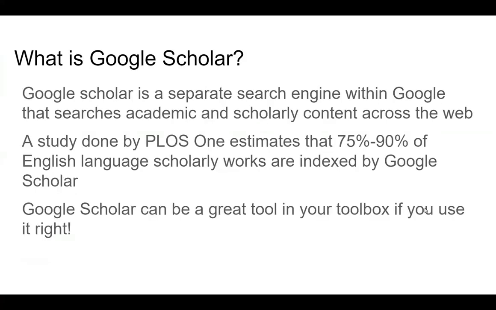So first off, what is Google Scholar? Google Scholar, it's a separate search engine within the Google environment that only searches scholarly content. So it's going to search for those articles that are published in academic journals and other sorts of places like conference proceedings. So there's a bunch of stuff in there. There's a study done by PLOS ONE, Public Library of Science One, which is an online open source journal. And they estimate that about 75 to 90% of the scholarship that's in the English language will show up within Google Scholar.